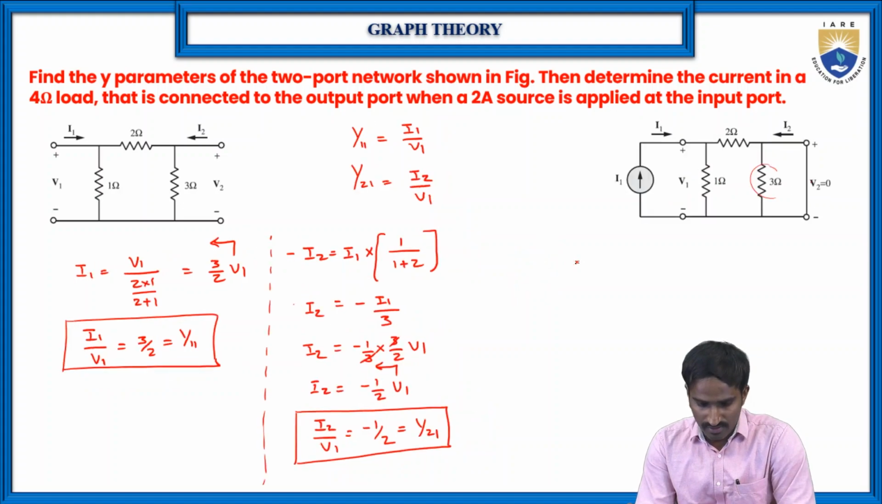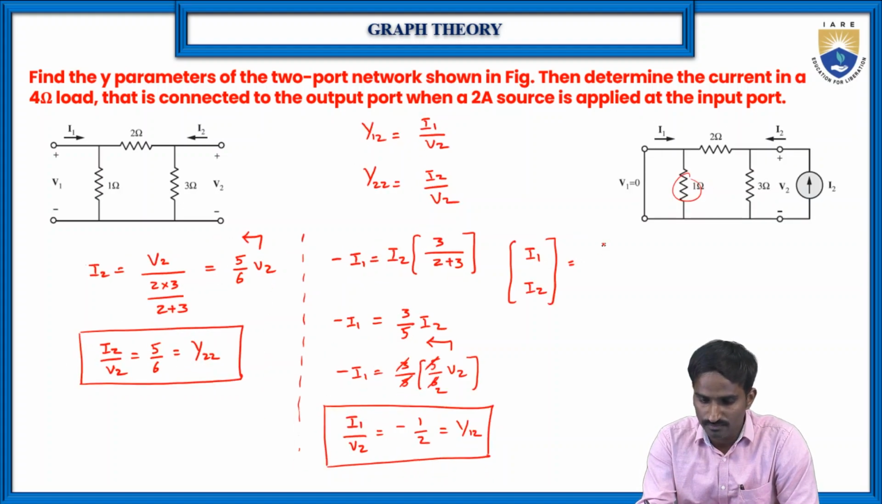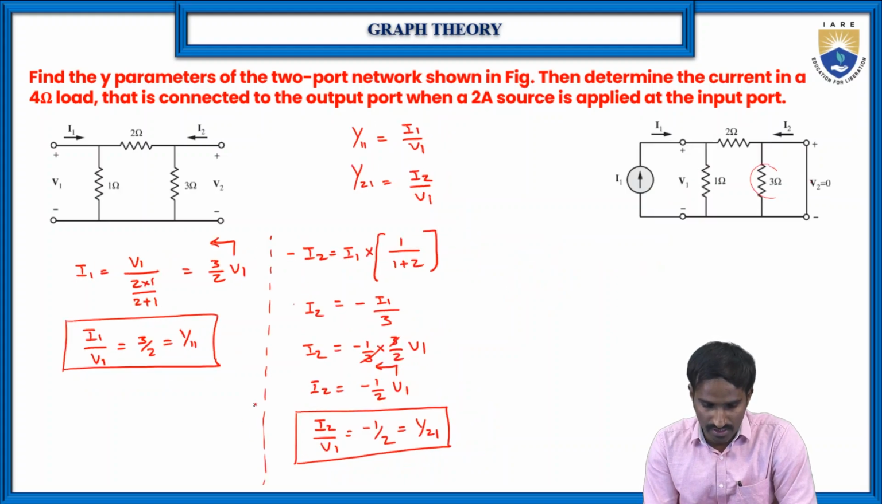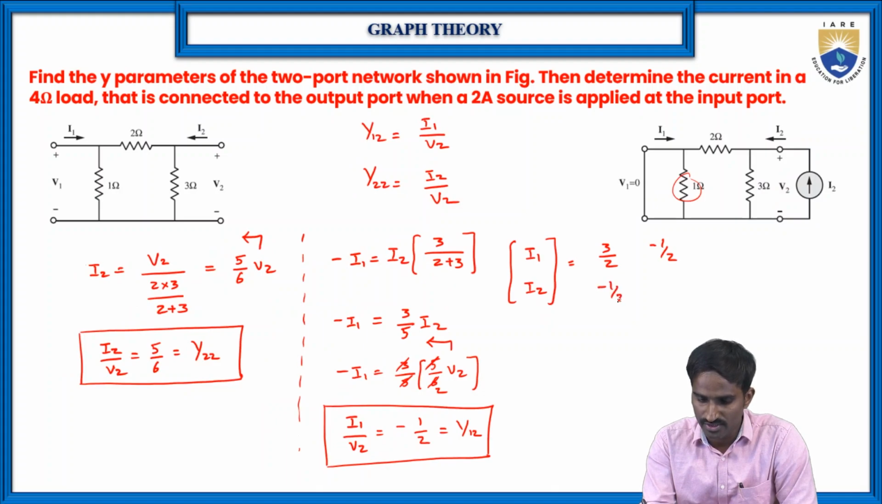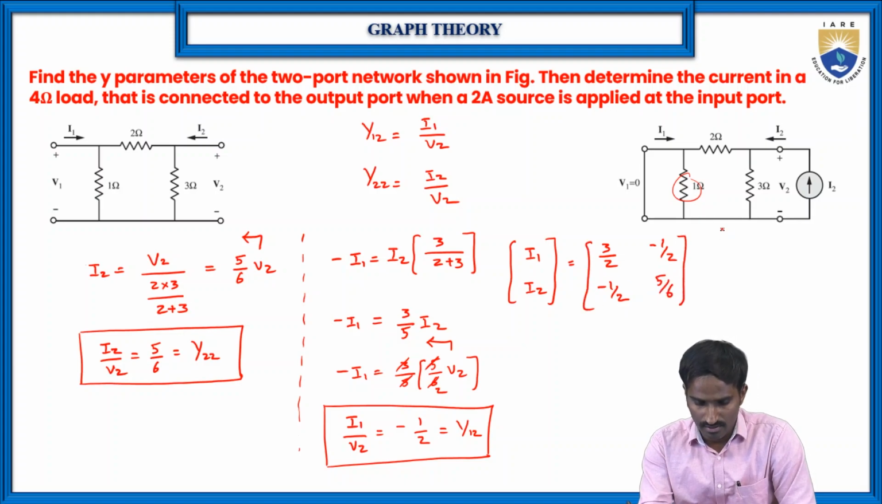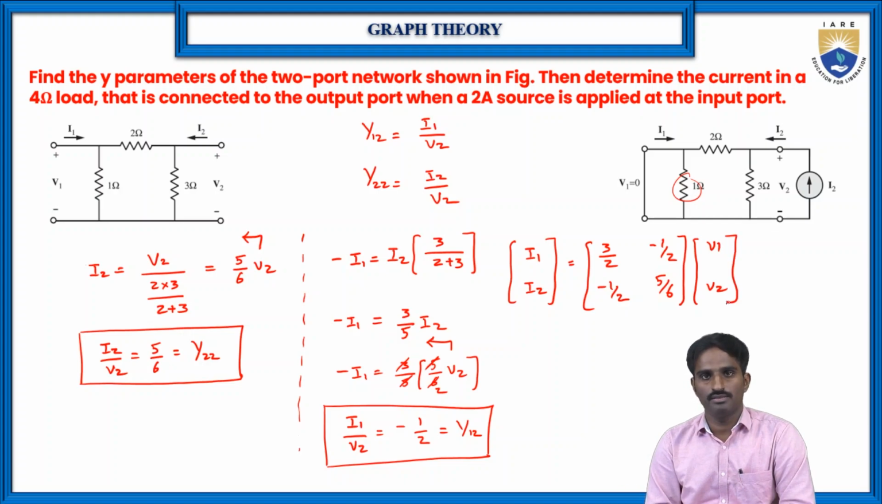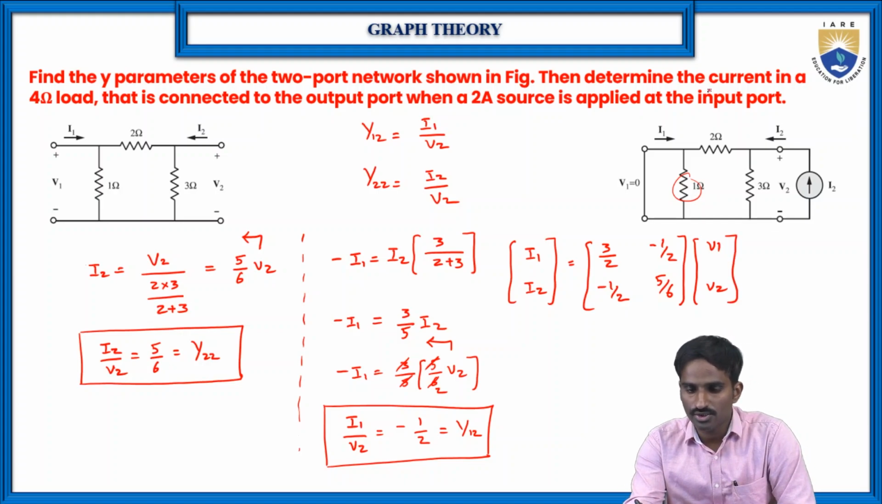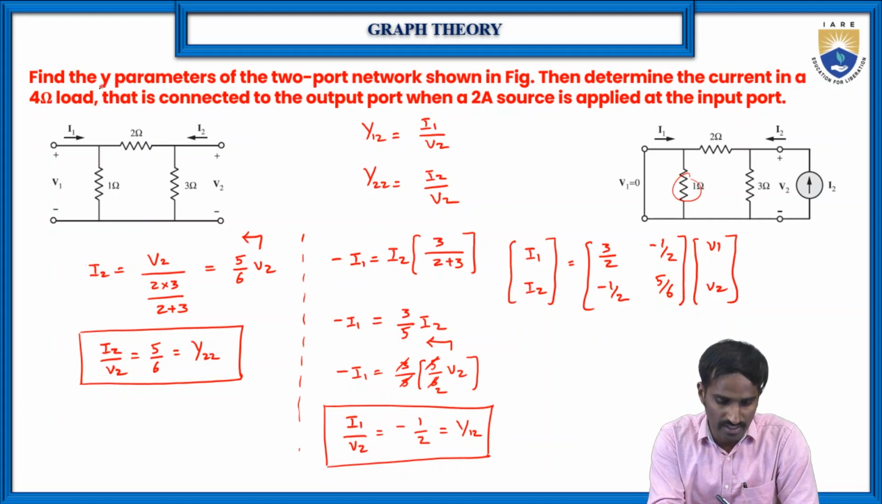So here, what is Y11? Y11 is equal to 3 by 2, and Y12, just now we have calculated, is minus 1 by 2, and Y21 is minus 1 by 2, and Y22, just now I have calculated, is 5 by 6, into V1 and V2. So this is to find the Y parameters.